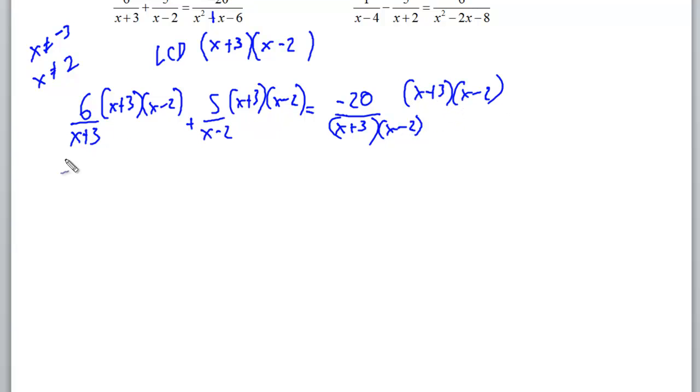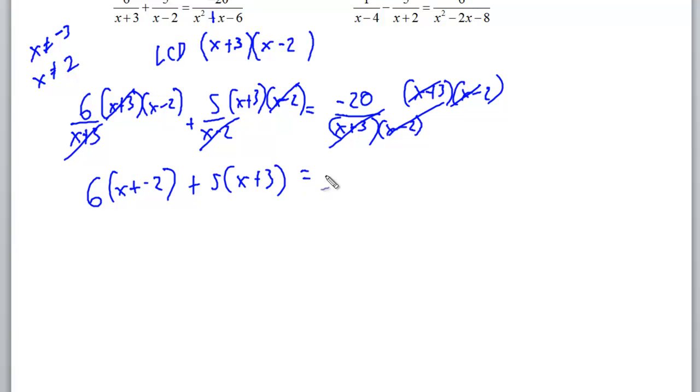Crisscross simplification. Goodbye x plus 3's, goodbye x minus 2's, goodbye all four of these. So now I've got 6 times the quantity of x minus 2, I'll put a plus negative, plus 5 times the quantity of x plus 3 is equal to negative 20. Alright, let's see what this makes. I got 6x minus 12 plus 5x plus 15 equals negative 20.